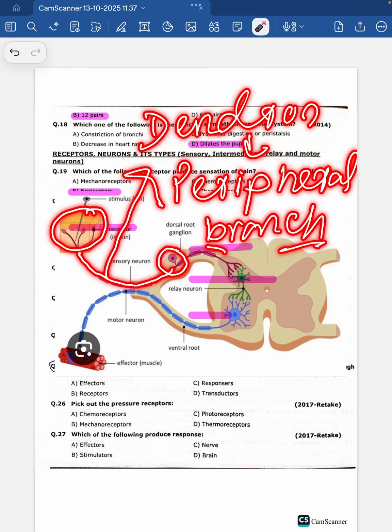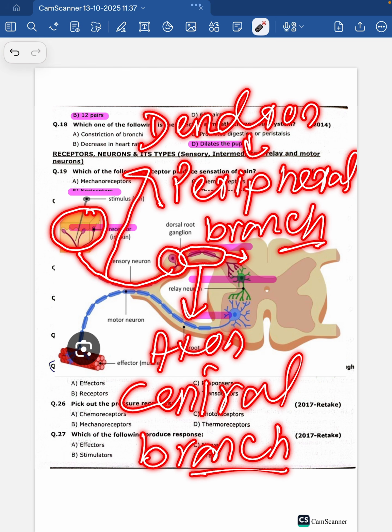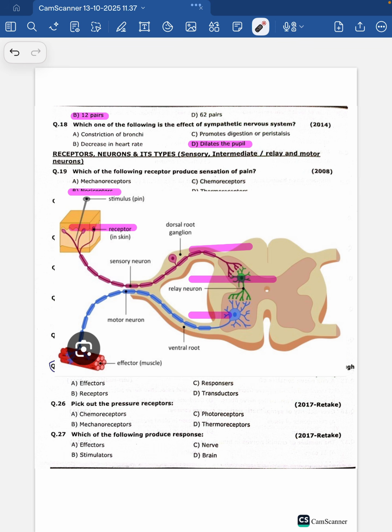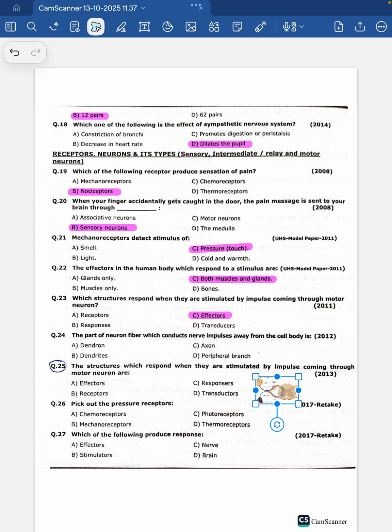Now the next branch takes the message from the cell body and transmits it to the spinal cord. That is known as axon as well as central branch, because this branch is taking the message towards the central nervous system. The spinal cord is a part of the central nervous system. So axon is also known as the central branch and dendron is known as the peripheral branch. These two terms, peripheral branch and central branch, are written in the Punjab textbook. So what will be the answer?